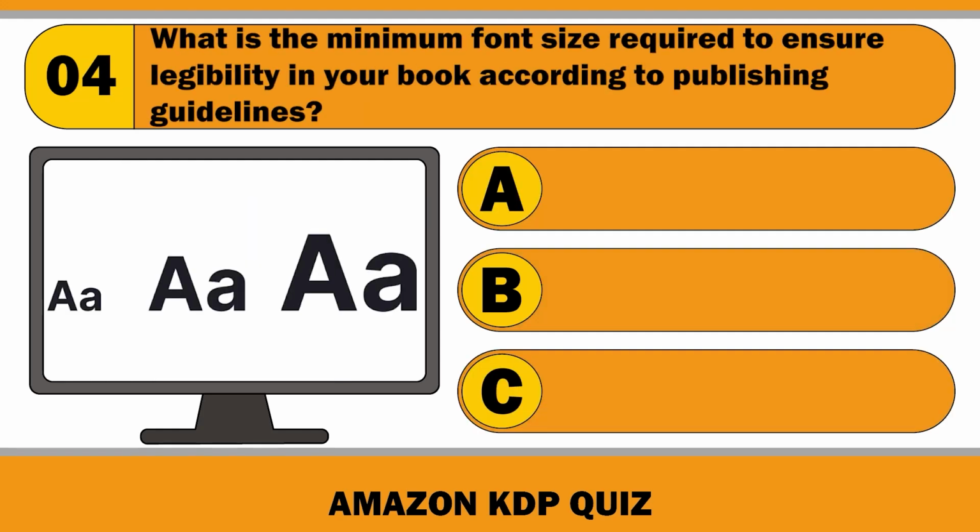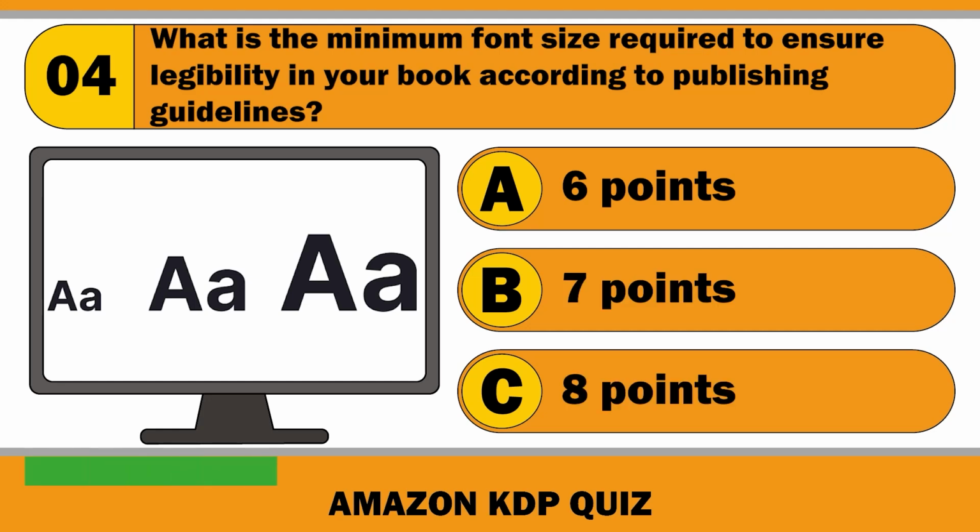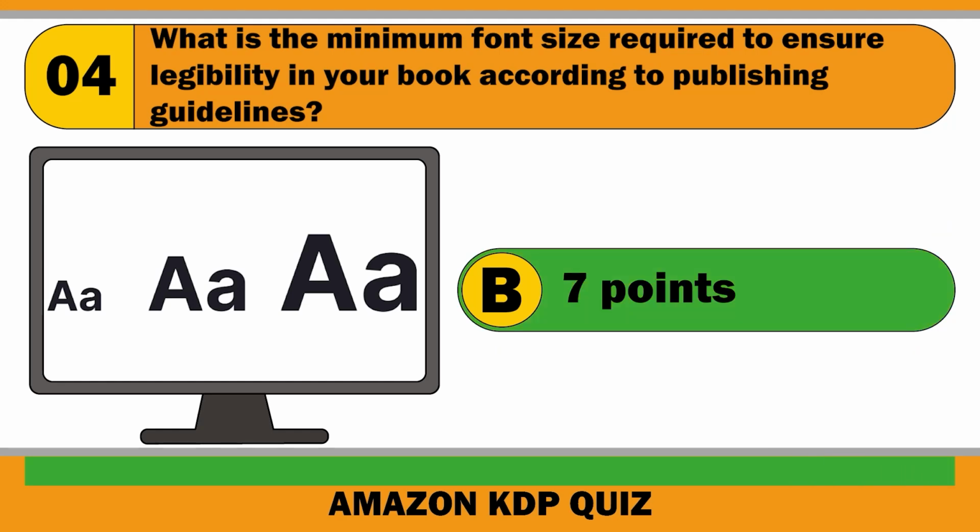What is the minimum font size required to ensure legibility in your book according to publishing guidelines? Is it 6 points, 7 points, or 8 points? Text should be at least 7-point font so it's large enough for customers to read. Also, make sure the text doesn't blend into the background. This may happen if the text and background colors are too similar.